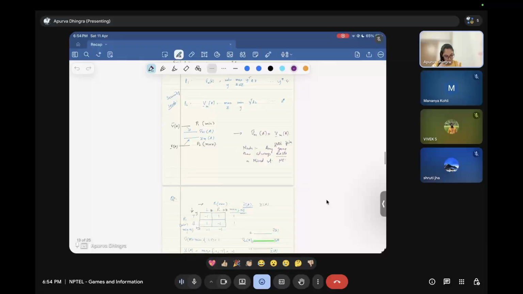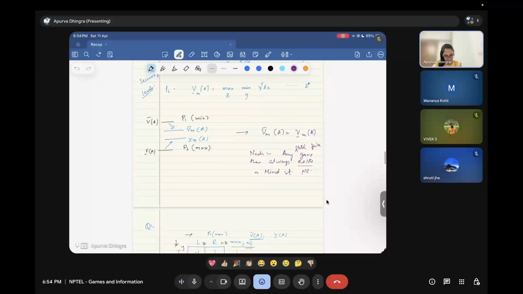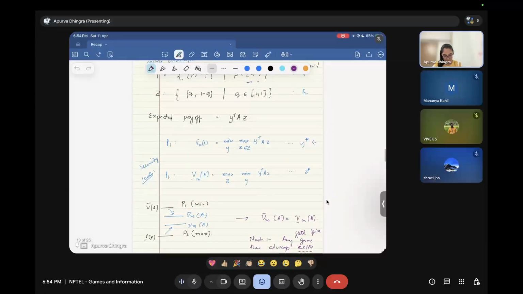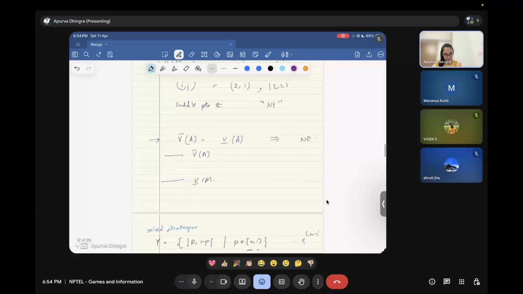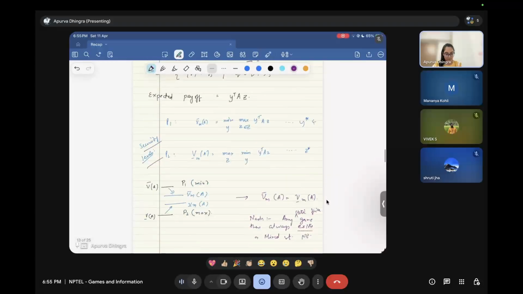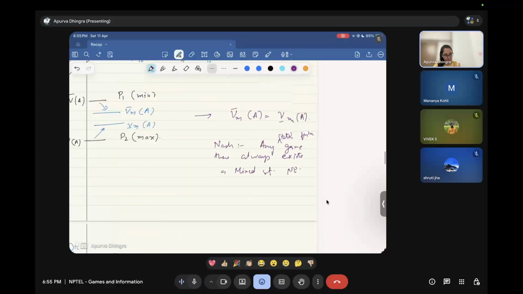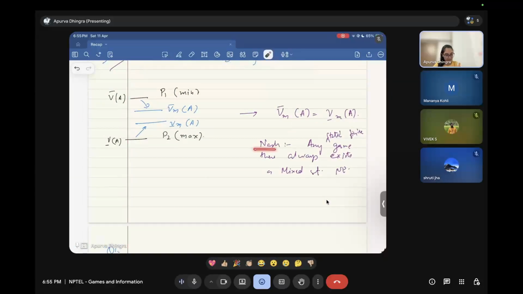Where were we? So these are the security levels in mixed strategy. We can do the same thing that we have done in pure strategies in mixed strategies also. The theorems and results that we had for pure strategies have similar theorems and results for mixed strategies. The main key point to remember is the main theorem of Nash, which says that in any static finite game, there will always exist a mixed strategy Nash equilibrium.